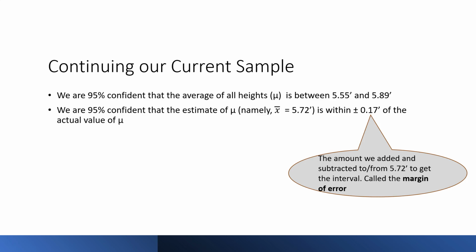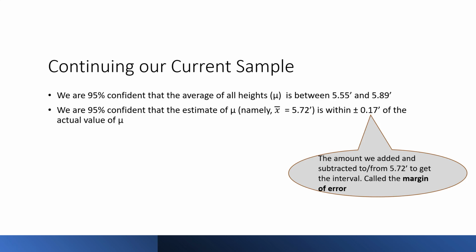What this means is the amount that I've added or subtracted to or from my sample mean is going to be called my standard error of the sample mean. So here it's 0.17. So we are 95% confident that our estimate is plus or minus 0.17 feet of our actual value.